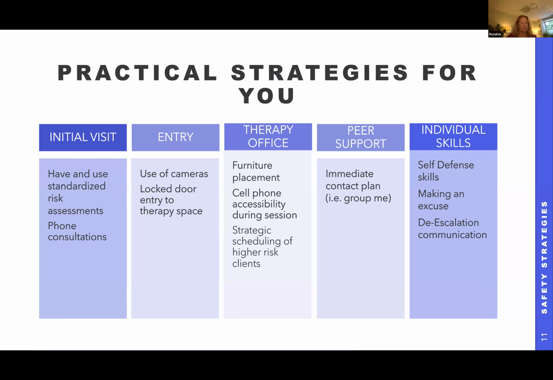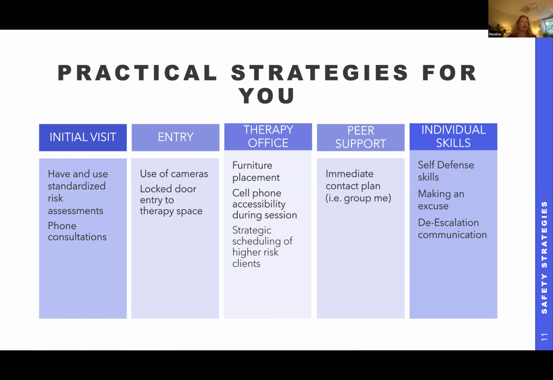The second thing to always think about is how clients enter your space. Okay. Use of cameras is recommended, whether in a hallway or a lobby, but it must be in a public space. I would strongly suggest that if you choose to put cameras in your space, you discuss that with your liability insurance. And then of course, always having a locked door entry into your therapy space, so clients can't just come in. They have to be let into your space. So, things to think about there.